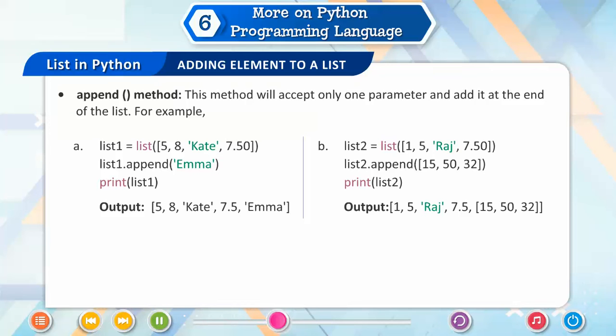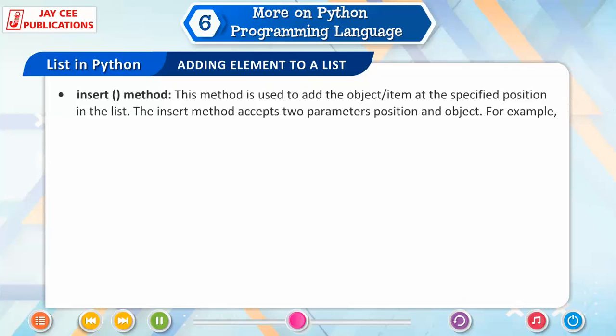7.5, 'Emma']. b) list2 = list([1, 5, 'Raj', 7.50]); list2.append([15, 20, 32]); print(list2). Output: [1, 5, 'Raj', 7.5, [15, 50, 32]].